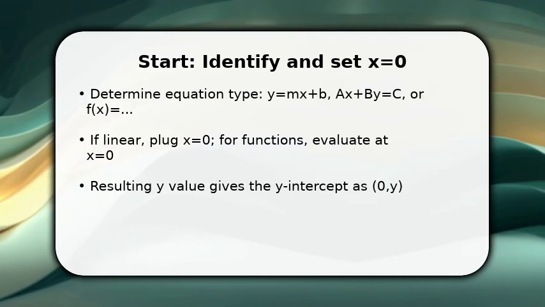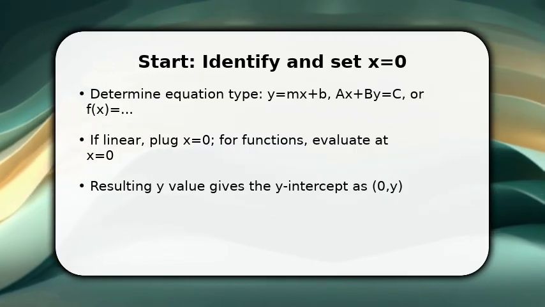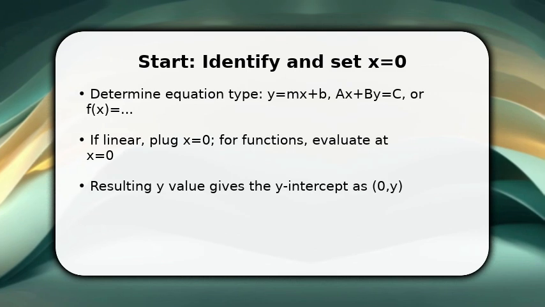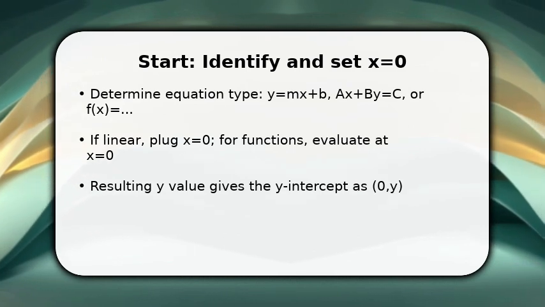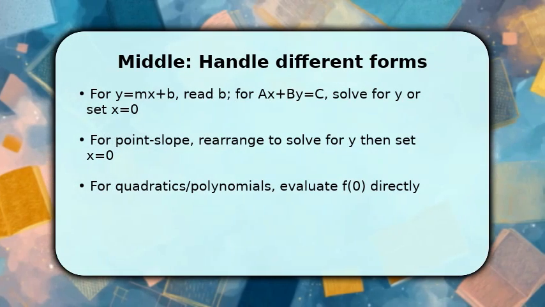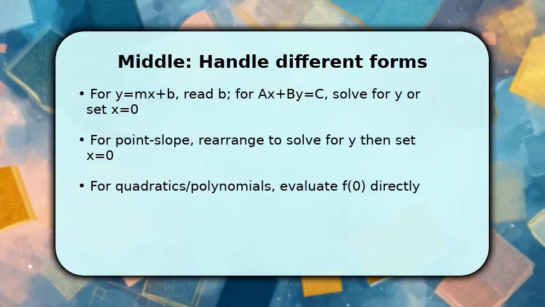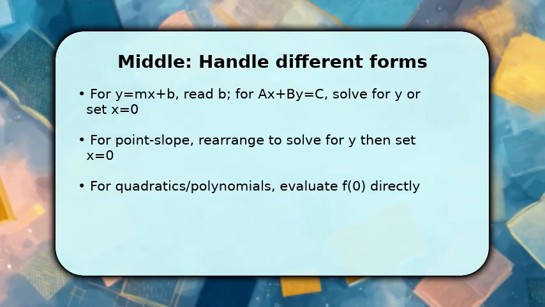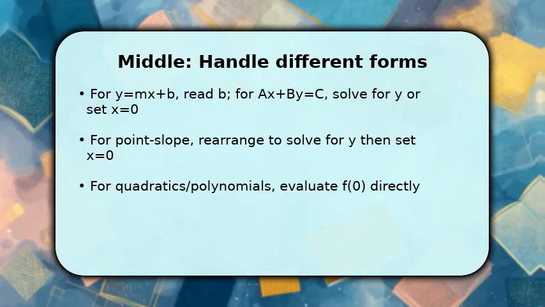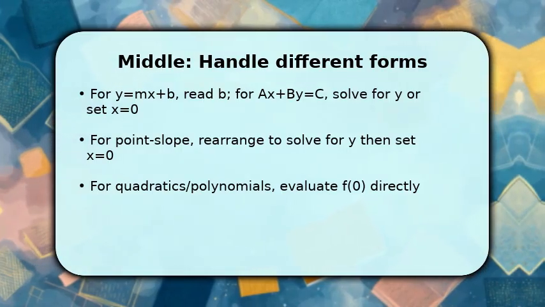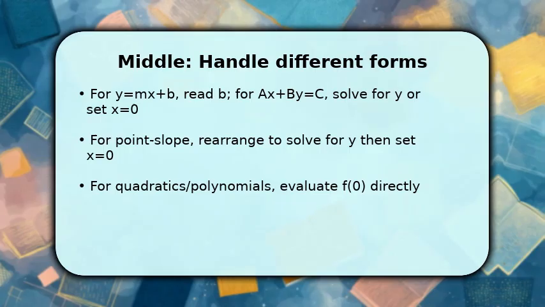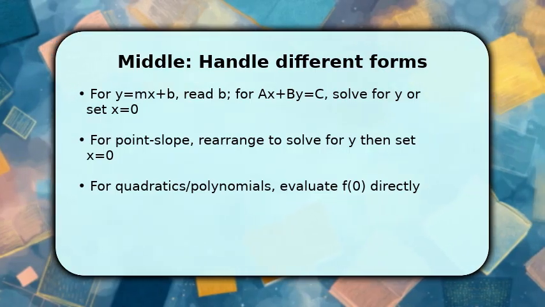If the equation is already y equals mx plus b, read b. Otherwise compute after substituting x equals 0. Once done with the first substitution, continue by adapting to the form you have. For x plus by equals c, either set x equals 0 or rearrange to y equals, and then plug x equals 0, both yield the same y.